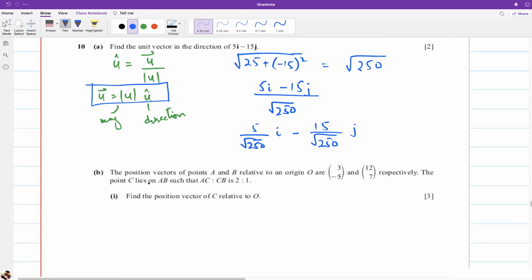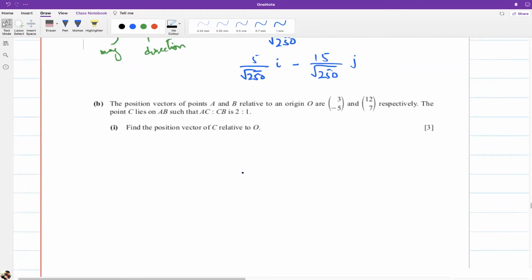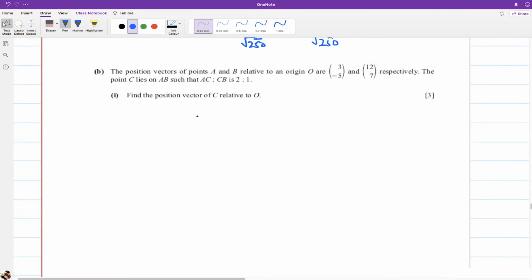All right, the position vectors of points A and B related to a region are this. So what does "vectors of points" mean? They're basically the position vector of that thing. So OA, he is saying, is (3, -5) and OB is (12, 7). That's what the term means, the position vectors of these points.